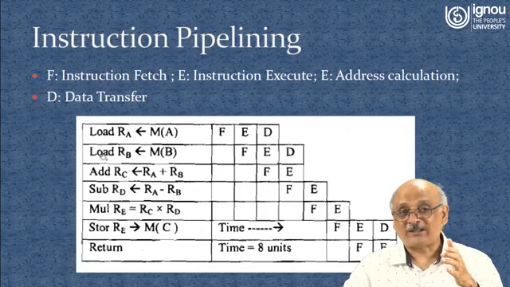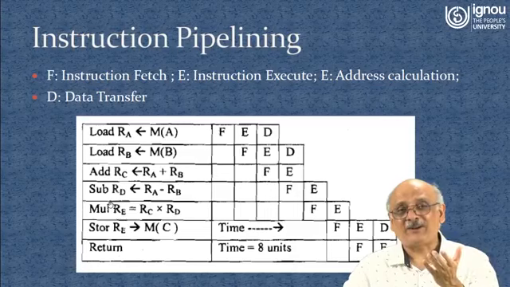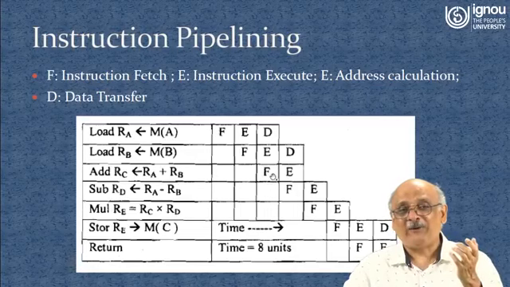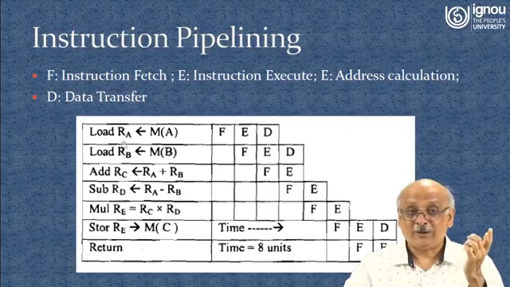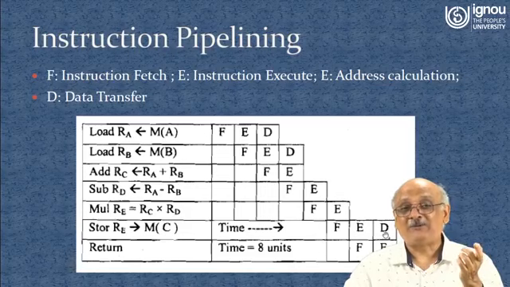So these two load instructions, we have these 3 steps. Whereas in the add, subtract and multiply instructions, what kind of instructions are these? These are register oriented instructions. So we will have fetch and execute, fetch and execute, fetch and execute. And then finally store, once again a load and store kind of instruction, so it will have 3 steps. Can you see the whole thing?